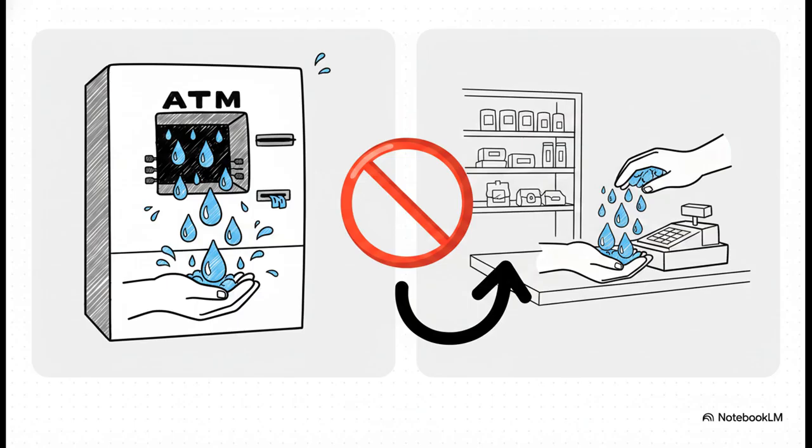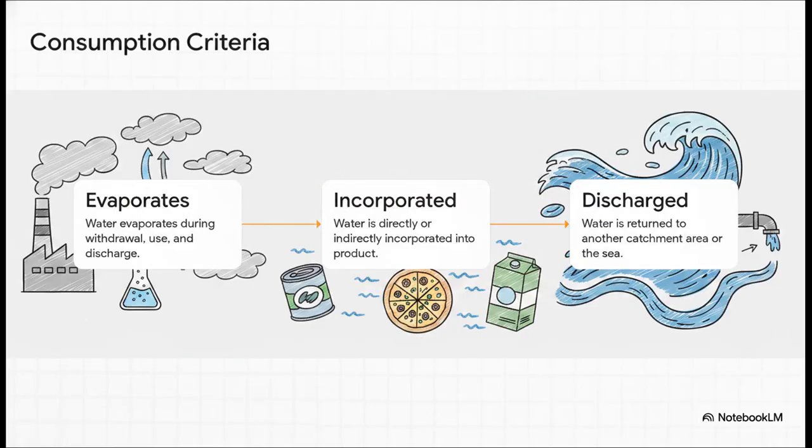In water terms, consumption is the volume that does not return to the exact same local catchment area it was taken from. It is essentially lost to that immediate local environment. So how does water get consumed, practically speaking? SASB outlines 3 specific criteria for this. First up, evaporation. If water evaporates during withdrawal, during factory use, or even during discharge, it's consumed. Second, it's actually incorporated into the product itself. Think about a can of soup or a frozen pizza. A huge percentage of that weight is literally just water leaving the factory inside the food.